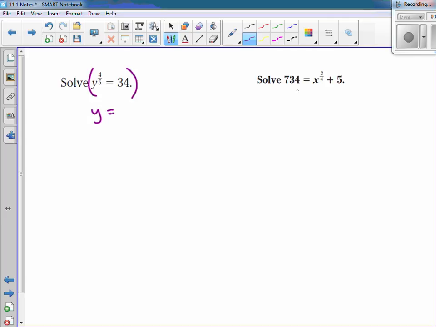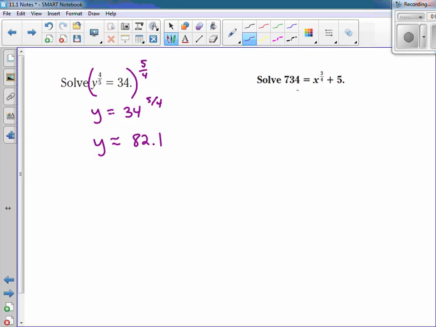Well, you can raise everything to the 5/4 power, right? 4/5 times 5/4 is 1. So you would have to raise 34 to the 5/4 power. And so you'd have to use your calculator. And you end up getting 82.1. That's all you gotta do. Don't overthink it.